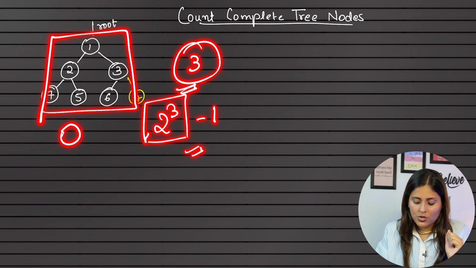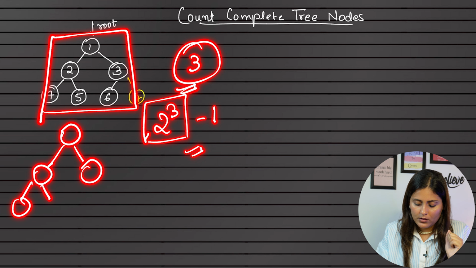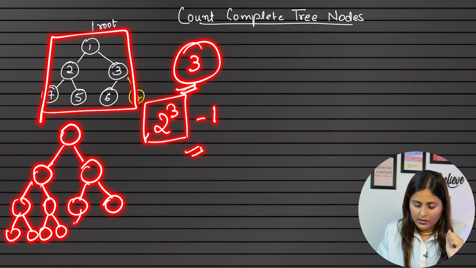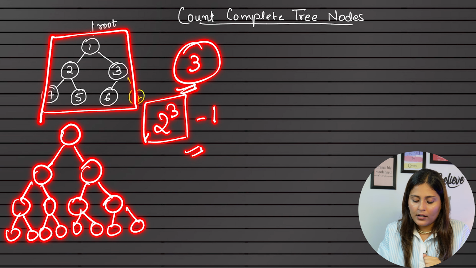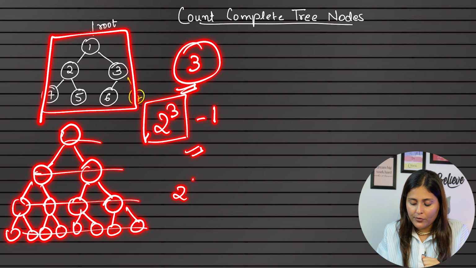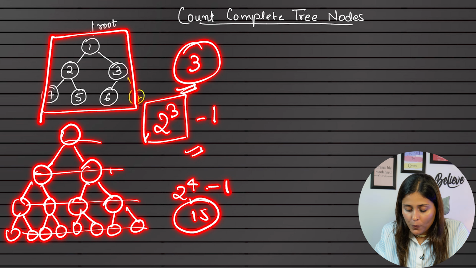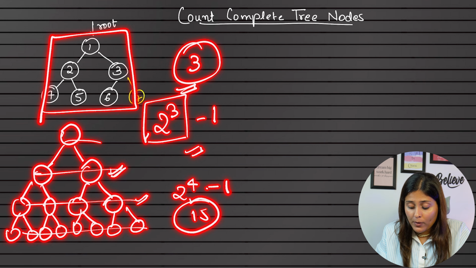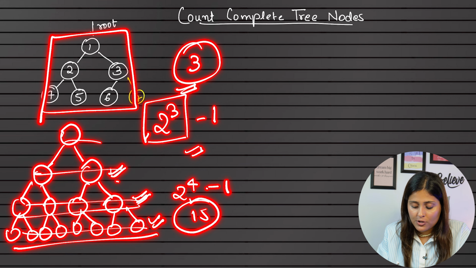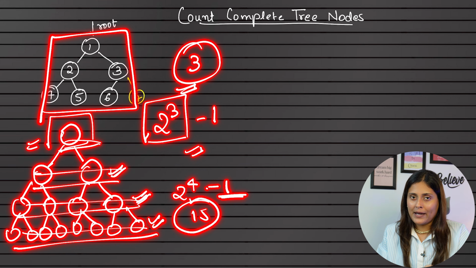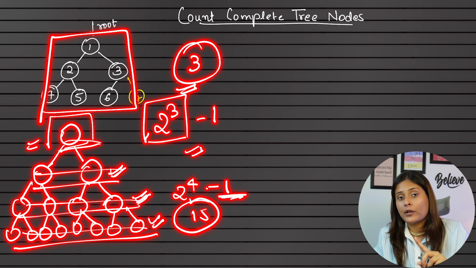But what about the next one? Suppose this, and one more. Okay, one more. Here the number of levels is 4. So 2 power 4 means 16 minus 1, 15. Check, is the count 15? Yes. Why? Because 2 power 1 is 2, 2 power 2 is 4, 2 power 3 is 8. So 8 plus 4 plus 2 and plus 1. That is why we always do minus 1, because 2 power 0 is 1 only, not 2, right?